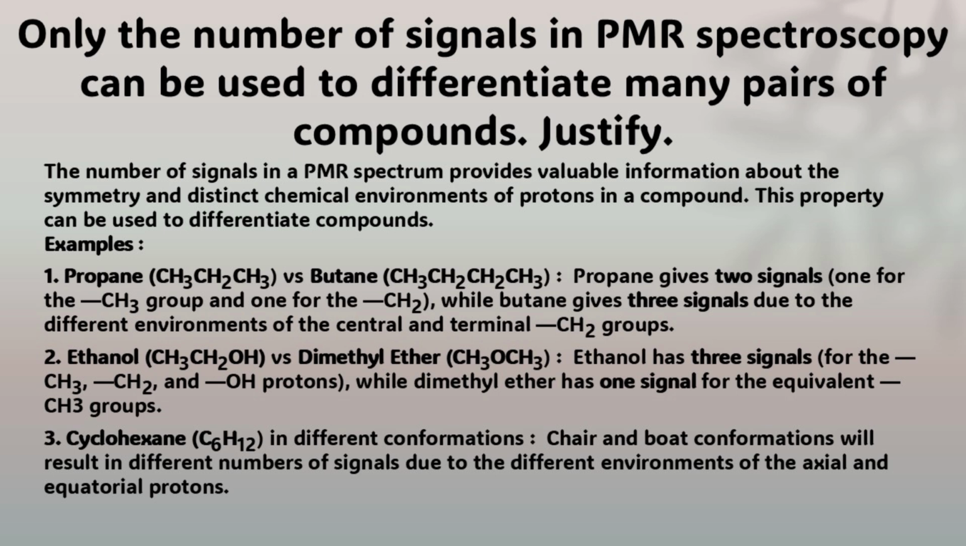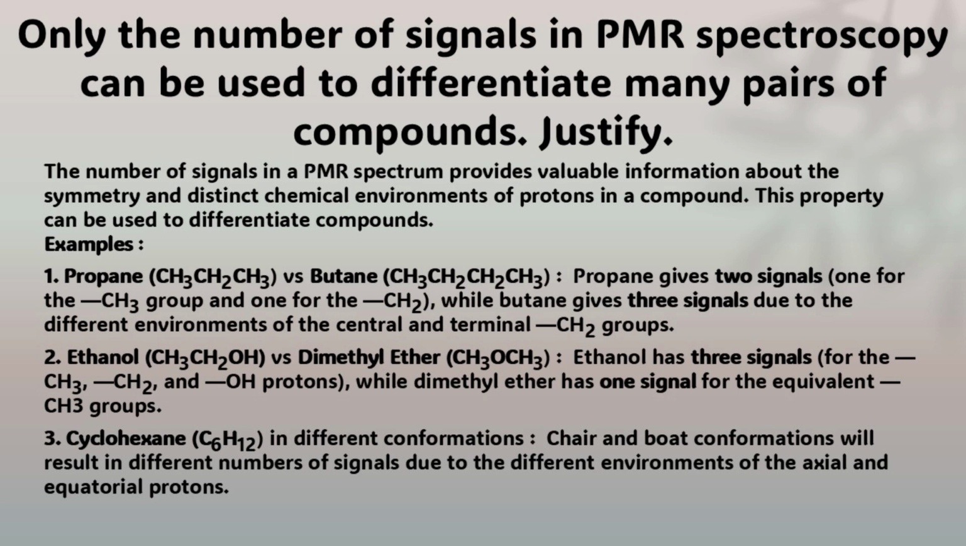Only the number of signals in PMR spectroscopy can be used to differentiate many pairs of compounds. Justify this statement by taking some examples. The answer to this question is, the number of signals in a PMR spectrum provides valuable information about the symmetry and distinct chemical environments of protons in a compound. This property can be used to differentiate compounds.